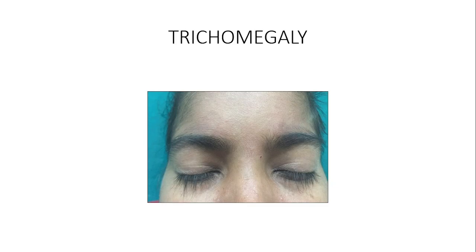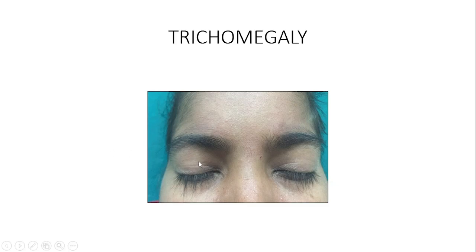Mathematically, a longer eyelash is said to be an eyelash which measures more than 12 millimeters in length. So, when we talk about trichomegaly, one, the eyelash should be longer. In this case, we're talking about being longer than 12 millimeters. Well, you may not go and measure with a ruler how long an eyelash is, but with practice, you realize if an eyelash really is longer than usual.